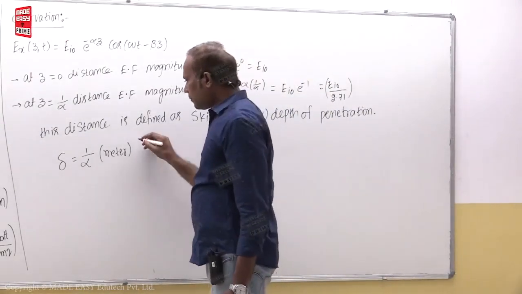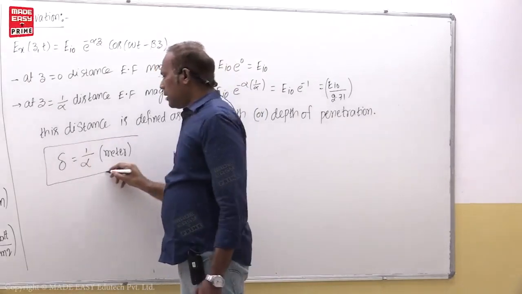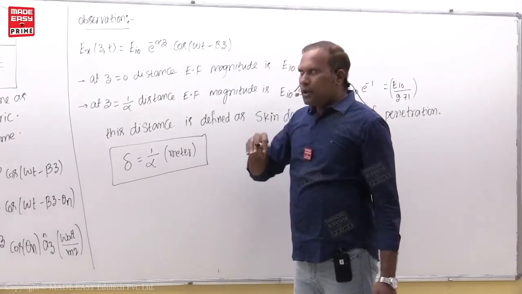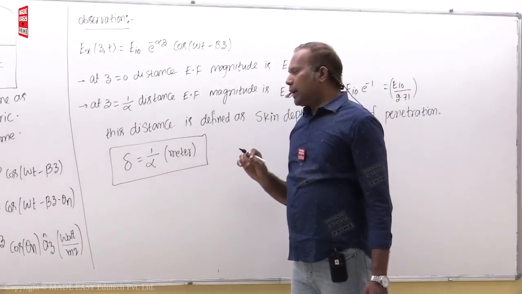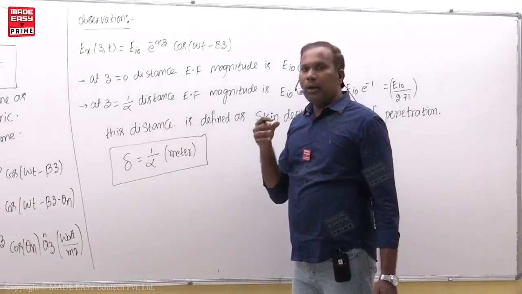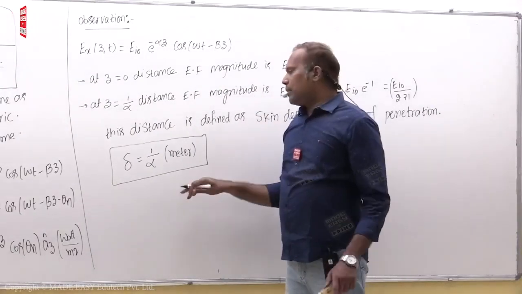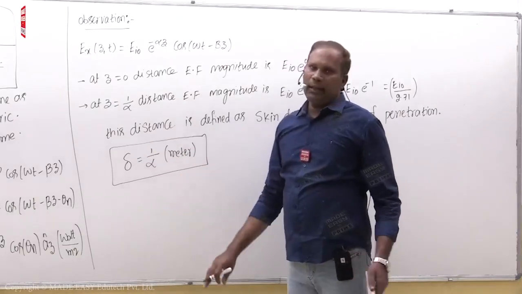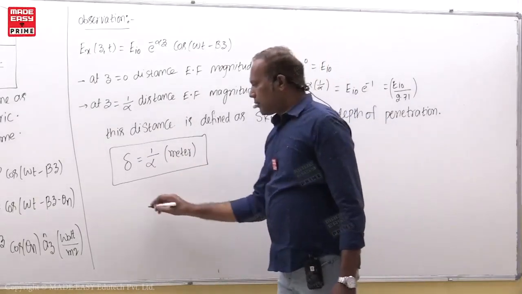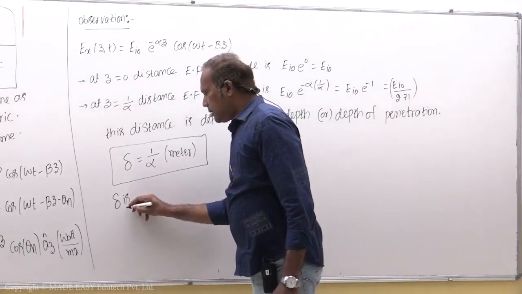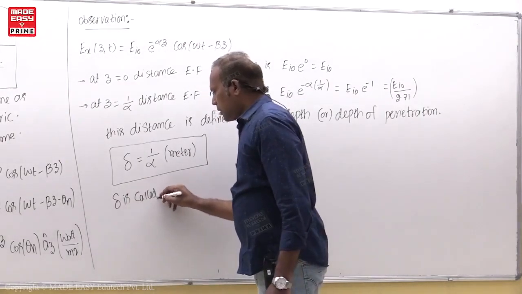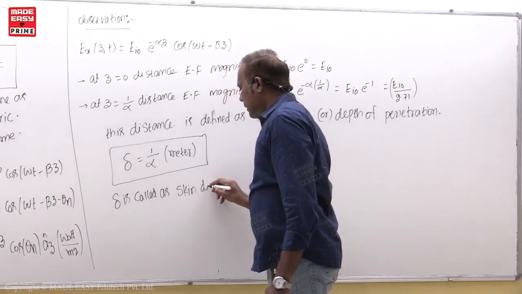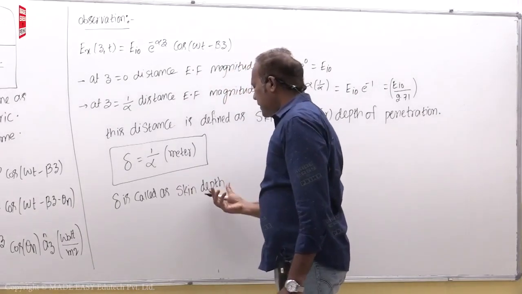So this is the formula for any medium. Dear students, in any question, if they ask you to calculate the skin depth, then what do you do? For that medium, calculate the alpha value and take 1 by alpha, then you get the skin depth. So delta is called skin depth. Actually depth means distance.